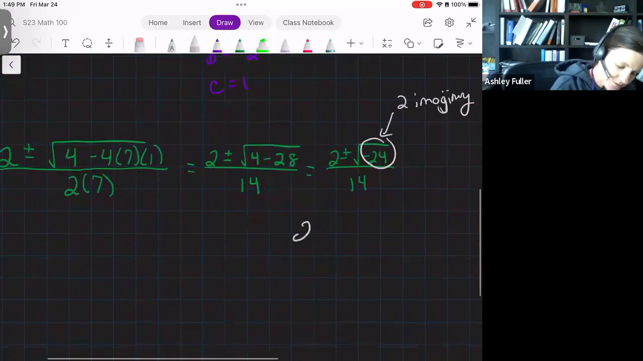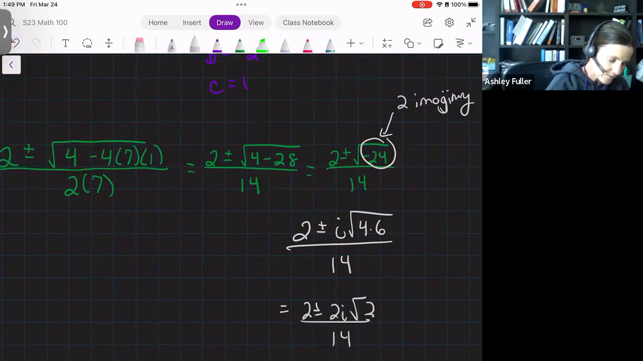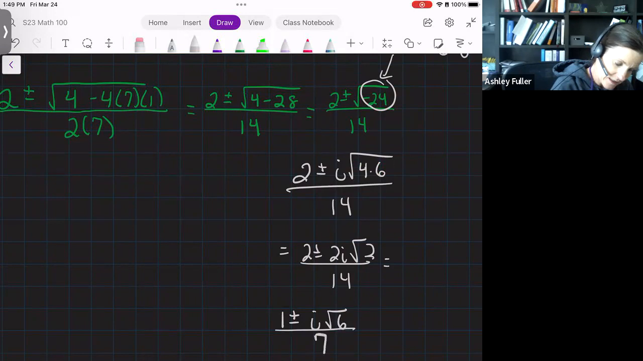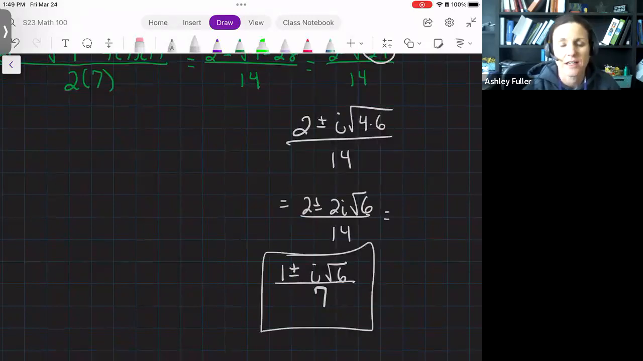When we factor, we pull out the i, and we're left with 4 times 6 all over 14, which we can then simplify to 2i square root of 6 over 14. All of those terms are divisible by 2, leaving us with the solutions 1 plus or minus i square root of 6 over 7. And this here should be a 6, not a 4. Sorry about that. And so these are our two imaginary solutions.